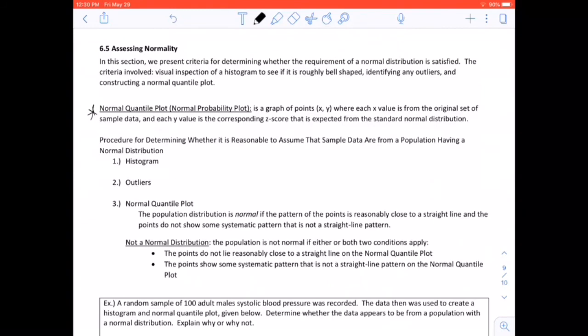So procedure for determining whether it is reasonable to assume that sample data are from a population having a normal distribution. First thing that we are going to do is we are going to create a histogram. So this is back from a previous chapter. And we want this to be roughly bell-shaped. So histogram, so we're going to say roughly bell-shaped.